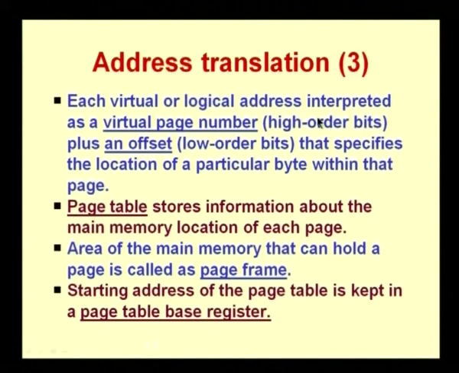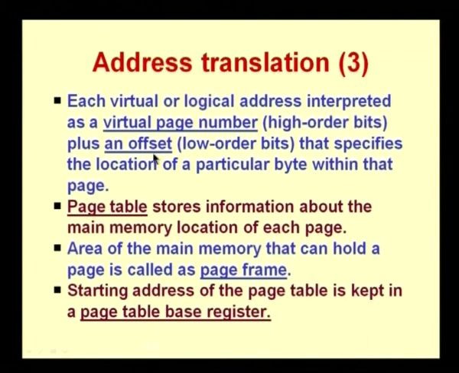So if you look at how this translation actually gets done, the virtual or logical address is interpreted as a virtual page number plus an offset. That is, you have your whatever 64 bits or whatever number of bits we have, and that is treated as virtual page number plus an offset. That is, the entire address can be looked at as higher order bits representing a virtual page number and the lower order bits representing the offset. What do I mean by this offset? It specifies the location of a particular byte within that page. So the virtual page number will tell you which page number you are referring to, and this offset will tell you which byte within that page you are referring to. Both these put together uniquely identify the byte that you want to refer to.